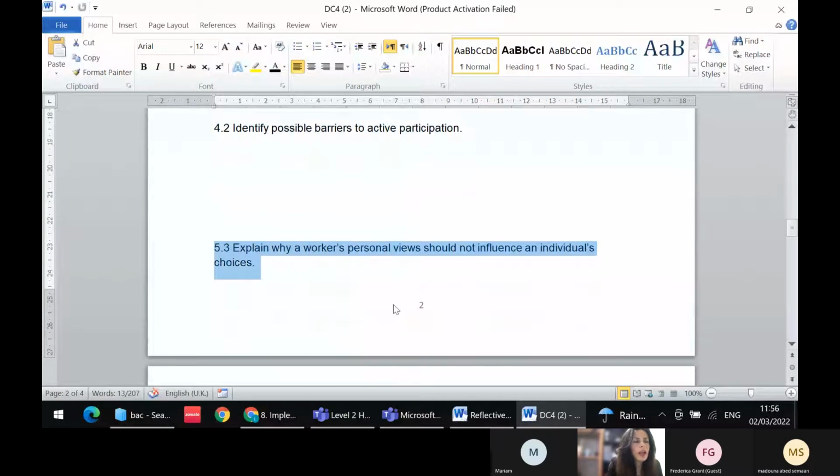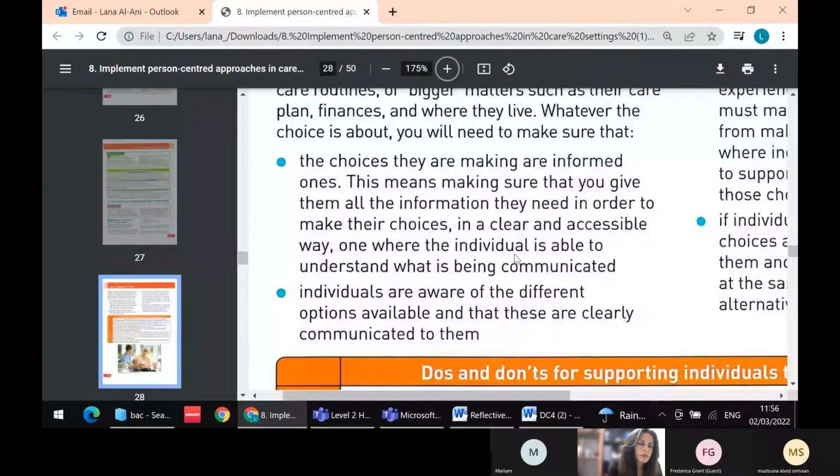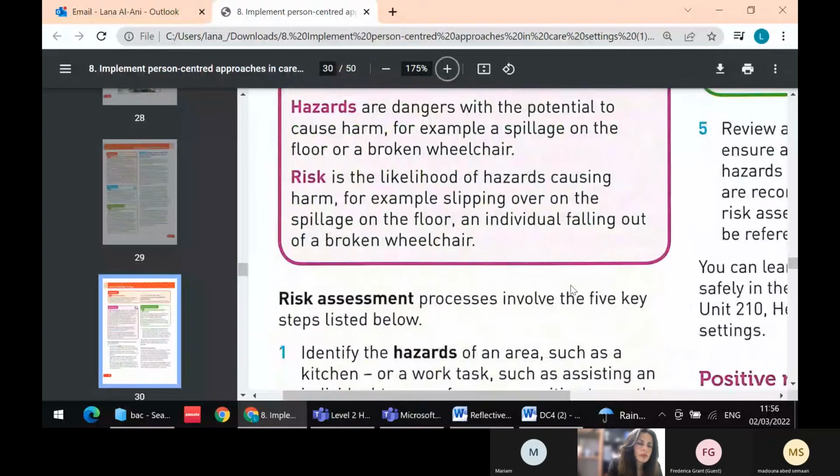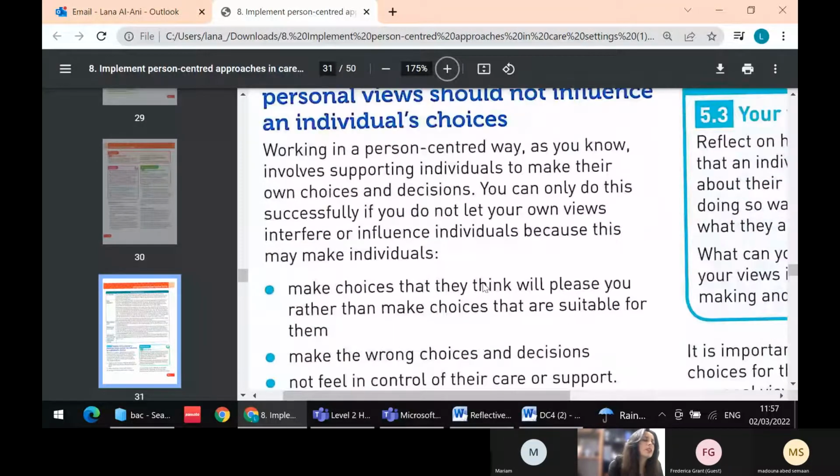5.3, explain why a worker's personal views should not influence the individual's choices. So do we know why your personal views should not influence the individual's choices? So let me go to 5.3. Okay, so why should your personal view not influence your client's choices? Sometimes it's a risk for the client.